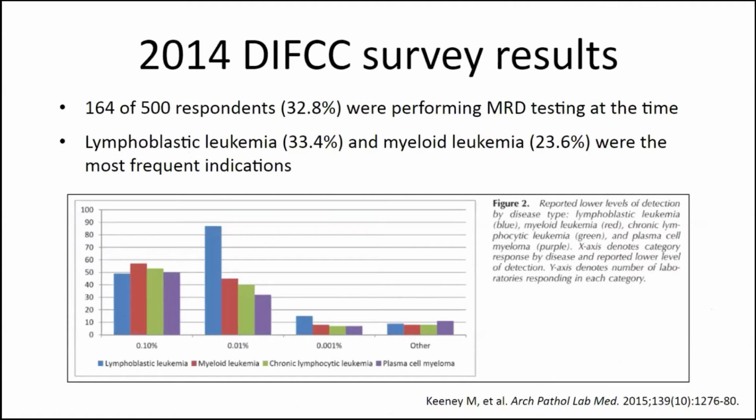What did they find? Well, about a third of laboratories subscribed to this flow cytometry PT product were performing MRD testing. And lymphoblastic and myeloid leukemias were the most frequent indications. When reviewing reported analytical sensitivities, a wide range was noticed. Except for ALL, 0.1% was the most frequent lower limit, where ALL most commonly had a limit of 0.01%. There were also a handful of people who reported other.